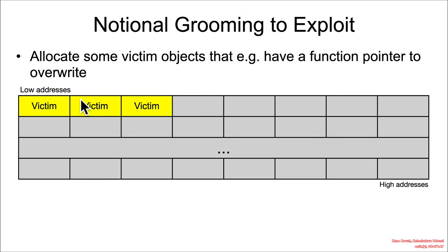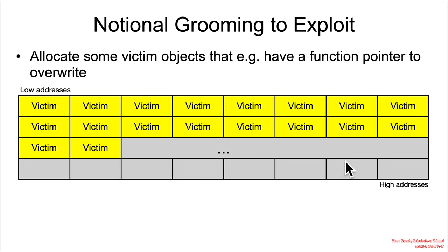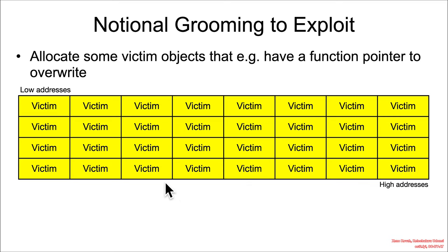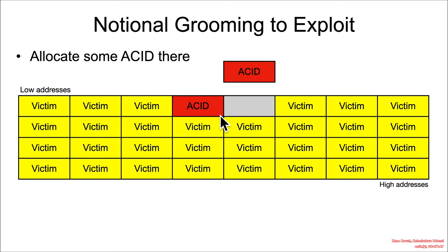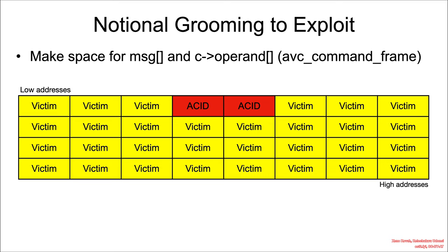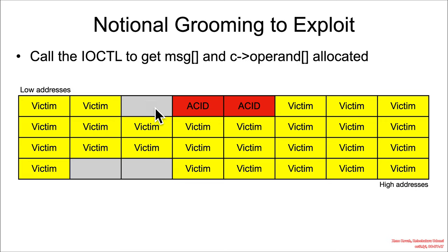So if it was dynamically allocated, an attacker would start grooming the heap by causing some victim allocations, and they don't necessarily care about what the contents are. What they care about is that they can free up some locations and then cause some ACID to be allocated in the hole that they just made. Then they will free up a space for message right here, and they'll make sure that message gets allocated in there. And they will free up some space for the C of operand, wherever else that lands. And they will have made sure that message gets allocated adjacent to these ACID contents, so that when eventually those out-of-bound reads are reading past the bounds of message, they will still be reading attacker controlled data.